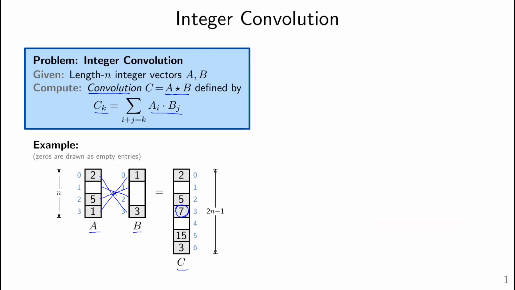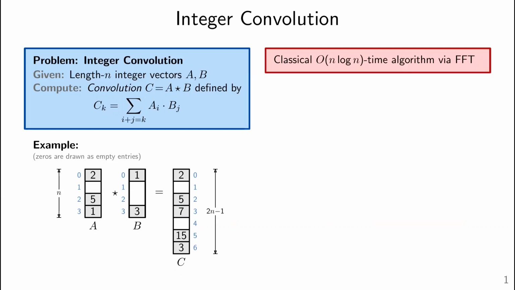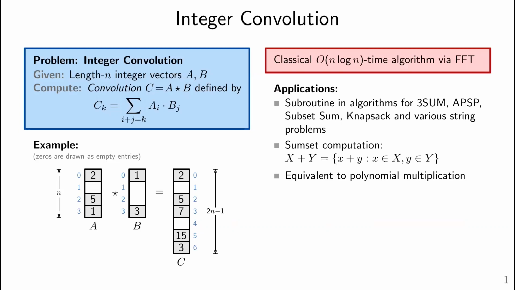Okay. It's very well known that this problem can be solved in time n log n via a very classical algorithm called the fast Fourier transform. And this problem and also this algorithm have a ton of applications across theoretical computer science. For instance, it's used as a subroutine in algorithms for 3-sum and all pairs shortest paths, for the subset sum problem, knapsack, and various string problems.